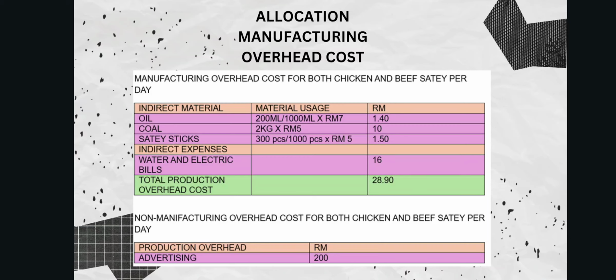For the indirect expenses, they have water and electric bills. They said that water and electric bills daily are 16 ringgit. So we total the indirect material and expenses, and we get a total production overhead cost of 28 ringgit 90 cents. For non-manufacturing overhead costs for both chicken and beef satay per day, they only spend money on advertising, which is 200 ringgit.